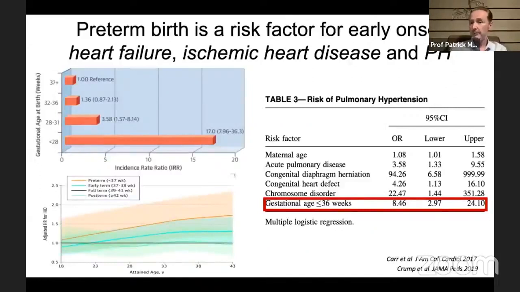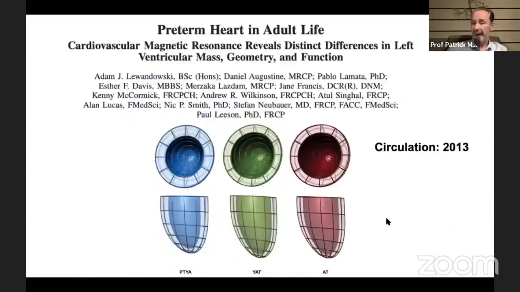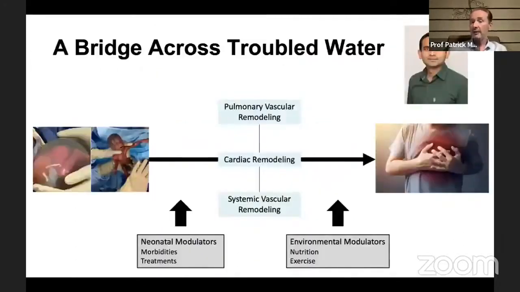We've started to learn that preterm babies are growing up to be adults with a 17-fold increased risk of heart failure, an increased risk of ischemic heart disease, and also pulmonary hypertension. We've learned that adults born preterm have ventricles that are smaller, stiffer, and have myocardial fibrosis. Yet, when we think about the gap between the NICU and adulthood, we really have no idea as to the neonatal and environmental modulators of cardiovascular or pulmonary remodeling.